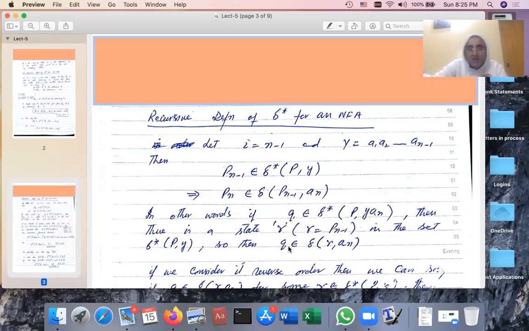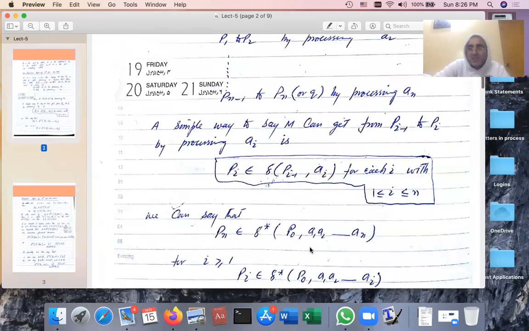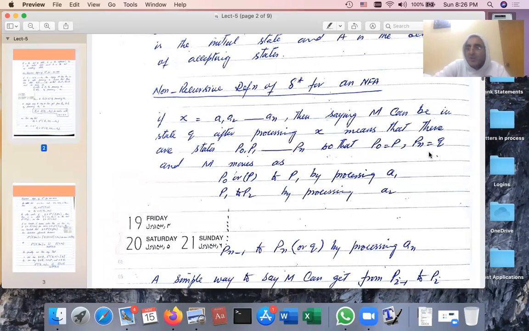Then Q belongs to, and Q is my final state, but not in the terms of the set of acceptance. No, Q is something where I want to reach actually. So Q belongs to delta, and R is my Pn minus 1, and at R I can apply the last input symbol An. This is only one transition, so that's why it's only delta, and then I can reach some state Q, which is my Pn. I have said this here, Pn is equal to Q.